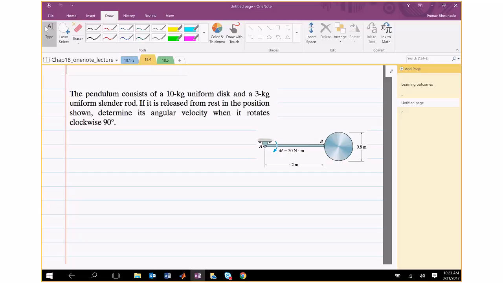Okay, so next question. A pendulum consists of a 10 kilogram disc, so let's call that M1, and a 3 kg slender rod. If it is released from rest in the position shown, so it's released from the horizontal position, find the angular velocity when it rotates clockwise by 90 degrees. So at some point of time, this pendulum ends in the vertical direction, and then you've got to find the angular speed when it is in the vertical position.